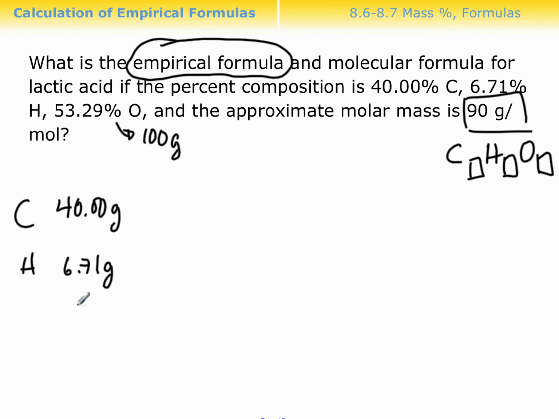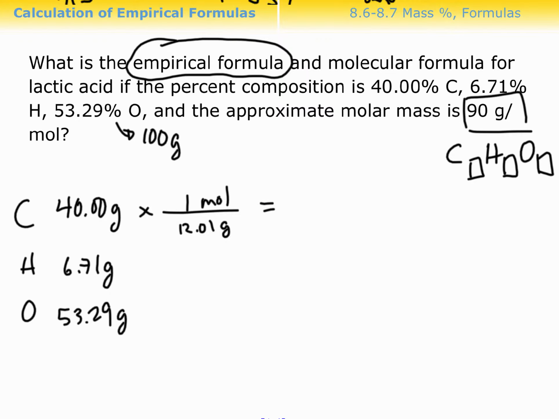And I have 53.29 grams of oxygen. And now what I need to do from here is to determine how many moles there is, and then look at the ratio between them. Okay, so to find out moles, multiply this by a conversion factor. 1 mole of carbon weighs in at 12.01 grams. If you multiply and divide that, I think it comes about to 3.33 moles, something like that.